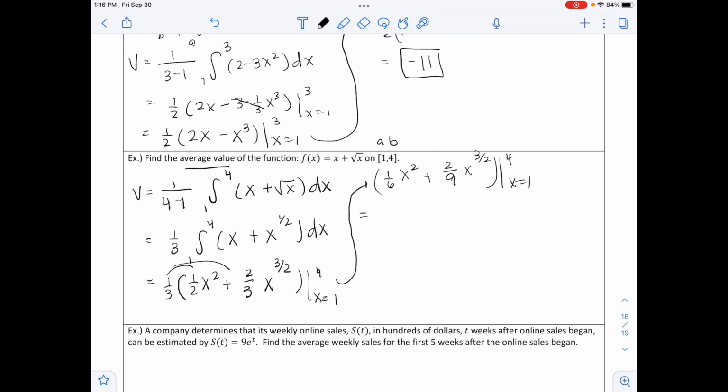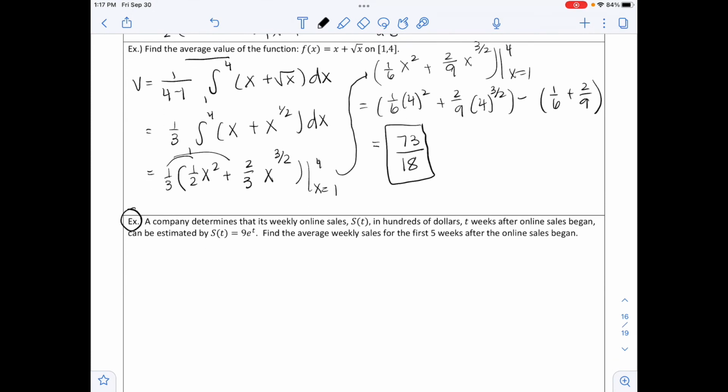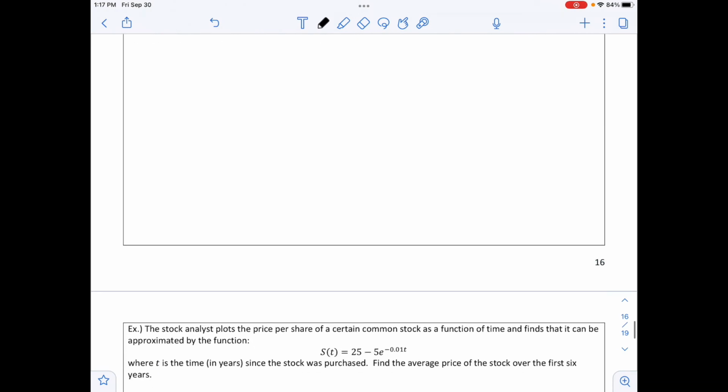So again, using that fundamental theorem of calculus, I'm going to substitute in the upper limit first. So I have 1/6 times 4 squared plus 2 over 9 times 4 to the 3 over 2, minus, and then substituting in 1, we get 1/6 plus 2/9. So from here, working this out, I'm going to write my answer as a fraction, and that would be 73 over 18. The next two examples, I'm going to go ahead and circle, and we'll look at both of these together in class.